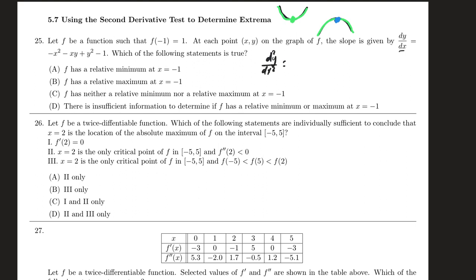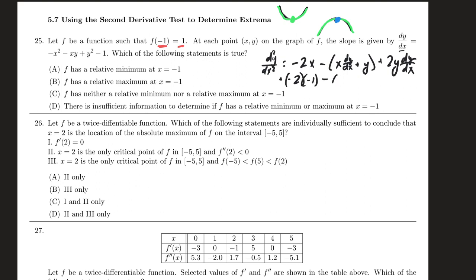So the derivative of negative x squared is going to be negative 2x. The derivative of xy, we have to do the product rule: x dy/dx plus y, since the derivative of x is 1, plus 2y dy/dx, because I took the derivative of y. So that is my second derivative. I'm doing this whole thing at (-1, 1), so I'm going to plug -1 in for x and 1 in for y.